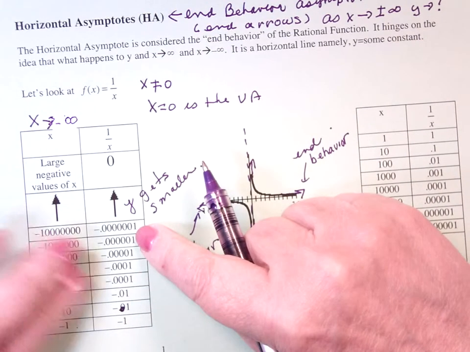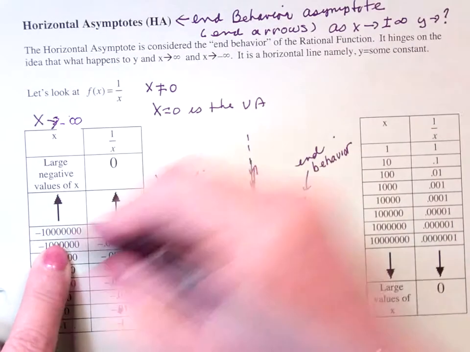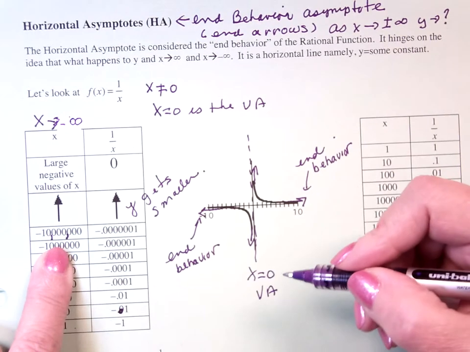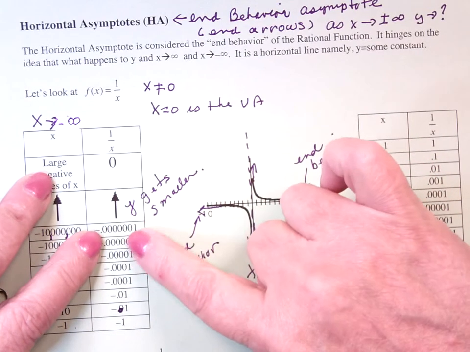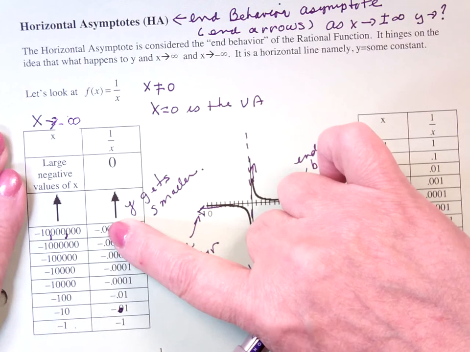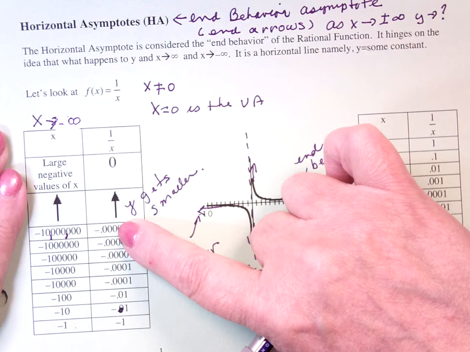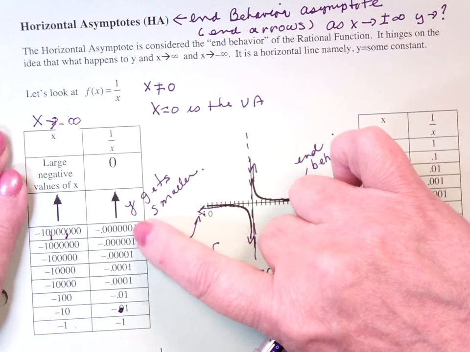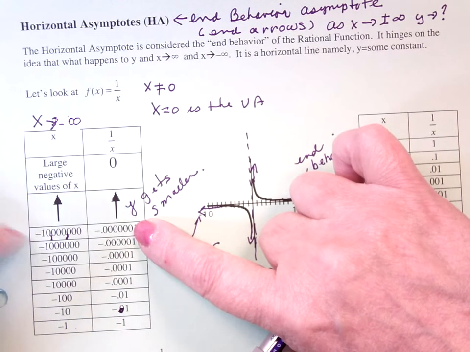And how small does it get? Well, it gets so small. If I were just to look at here, this is negative 10 million. Negative 10 million is negative point, and it's got 6 zeros and a 1. If I were to round this off to one place, it's 0. 2 places, 0. 3 places, 0. 4 places, 0. 5 places, 0. 6 places, 0.